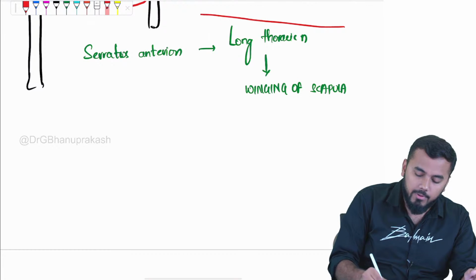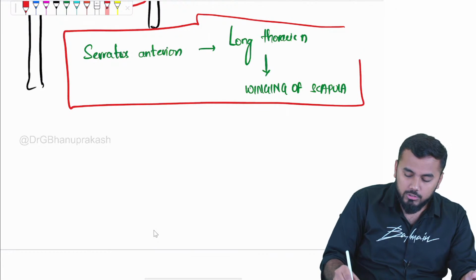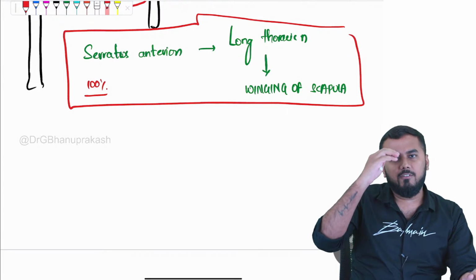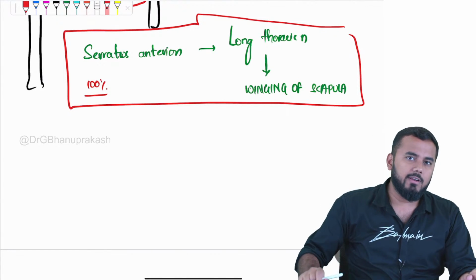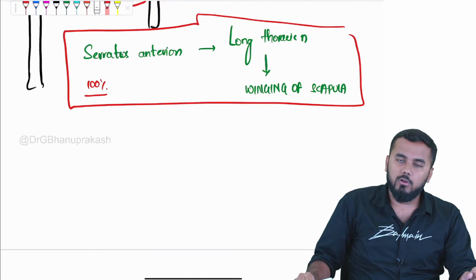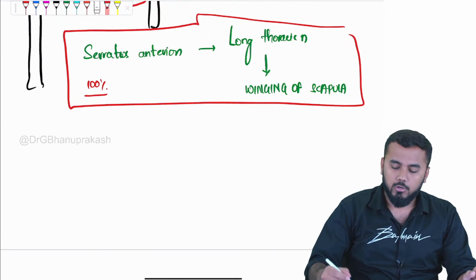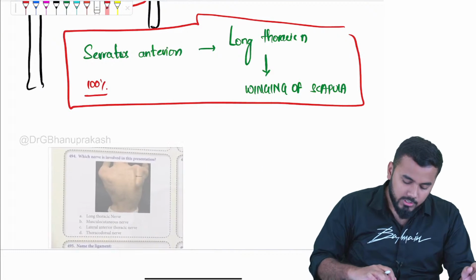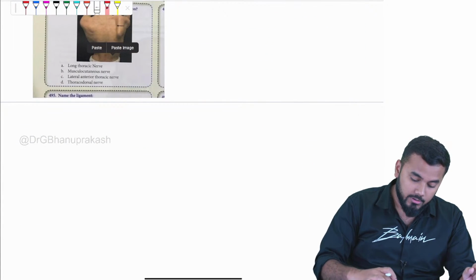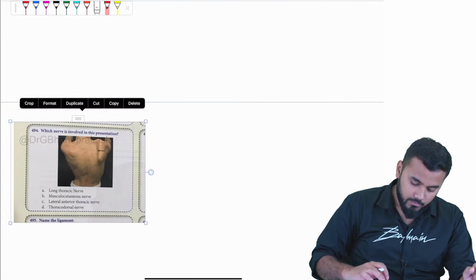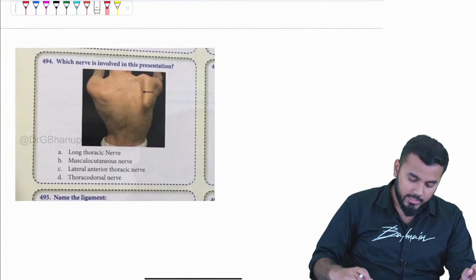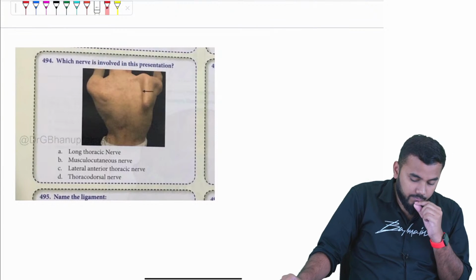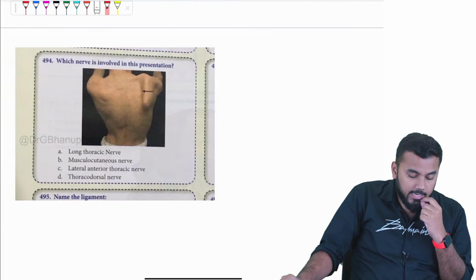You just have to remember it at any cost, because 100% if you write 5 exams, out of any 5 exams, 1 exam definitely you will get this question, drooping of scapula or winging of scapula. You see, already a question has been asked, an image based question. Look at this. Which nerve is involved in this presentation? Tell me. A, B, C, D.